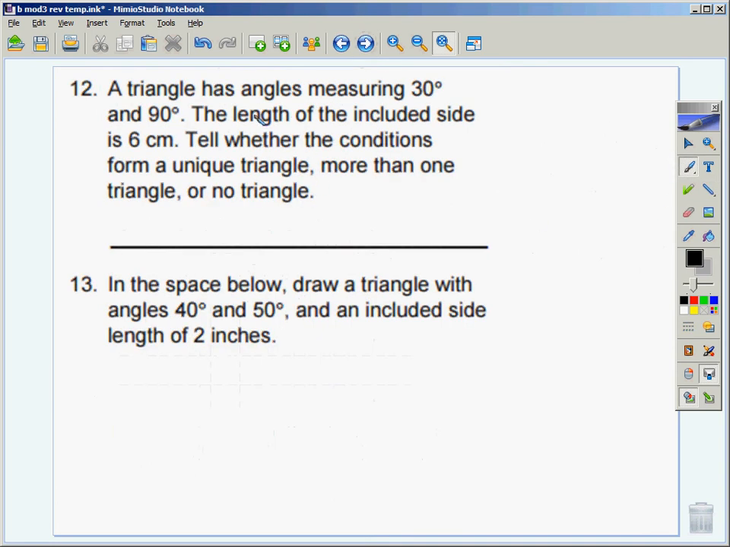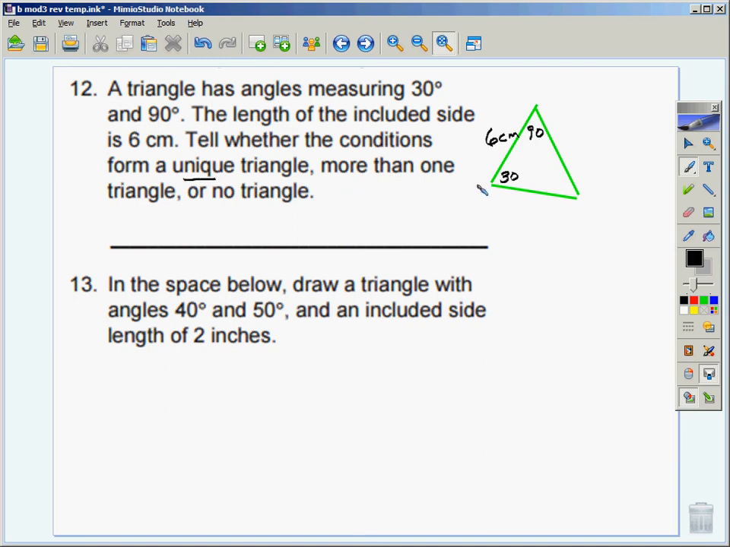Number 12, a triangle has an angle measuring 30 degrees and 90 degrees. The length of the included side is 6 centimeters. They said it was a triangle. They said one angle was 30 degrees, one angle was 90 degrees, and this was 6 centimeters. And they're asking, is there enough to make this unique?